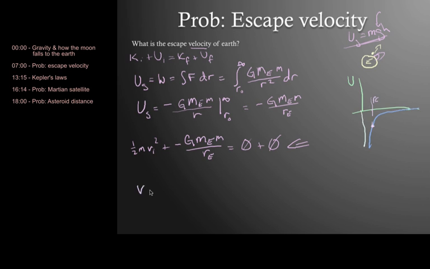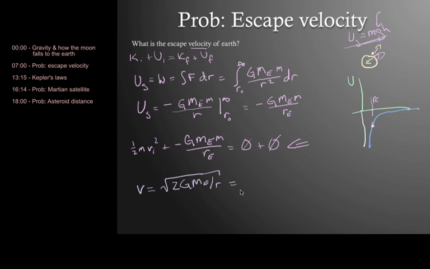So then V, if you work this out, you're going to get the square root of 2G times the mass of the Earth divided by R. So you'll notice that the mass of the object doesn't play a role in this. But the radius that you start off with does. And so does the mass of whatever planet that you're on.